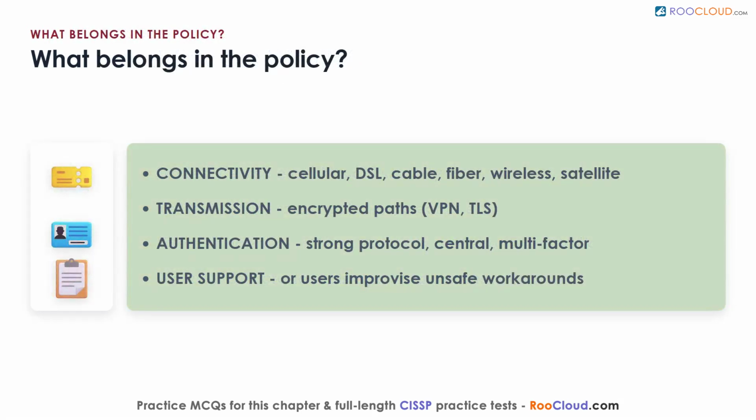What belongs in a remote access security policy? Four areas anchor it. First, the connectivity technology, since cellular, DSL, cable, fiber, wireless, and satellite each carry their own weaknesses. Second, transmission protection, choosing encrypted paths like VPNs or TLS for the traffic itself. Third, authentication protection, securing the credentials with strong protocols, often a centralized system, and multi-factor authentication. Fourth, remote user support, because stranded users lose productivity or improvise unsafe workarounds.